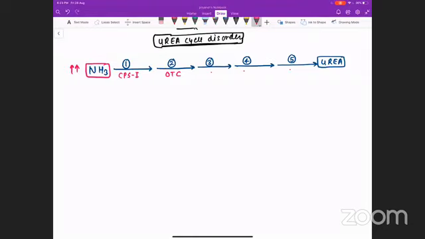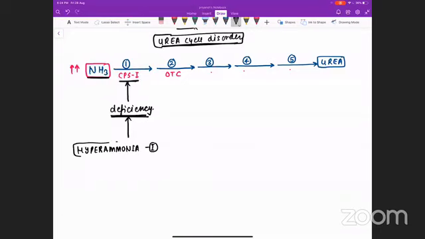Let's say there is a person who has a deficiency of CPS1. If there is a deficiency of CPS1, the reaction will not proceed. The urea cycle will not occur and the ammonia will accumulate in the body, which will lead to hyperammonemia. So the deficiency of CPS1 is called hyperammonemia type 1.